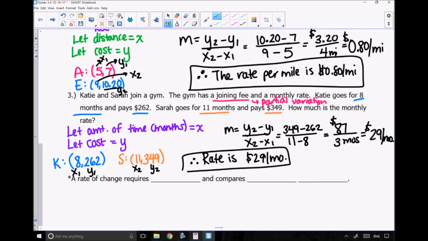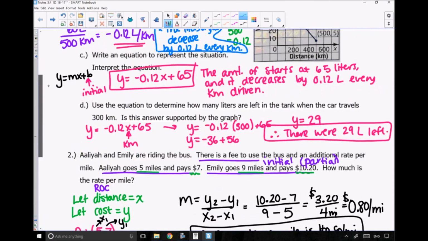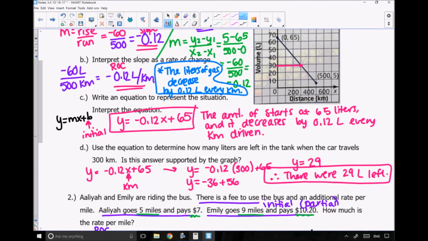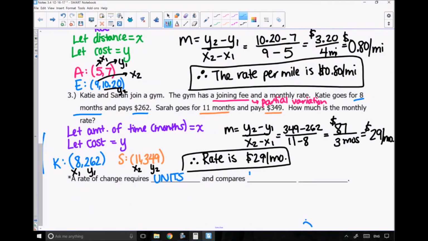Okay? All right, so lastly, we need to write down that a rate of change requires units. So we can't just say a rate of change is 29. We have to say $29 per month, okay? And it compares how many different things? Well, we've got dollars per month. That's 2 things. We've got dollars per mile. That's 2 things, right? Over here, we had liters per kilometer. It's 2 things. So it always compares 2 quantities.